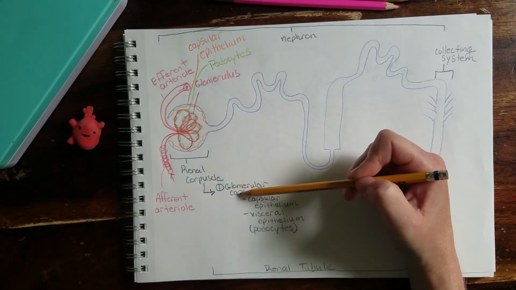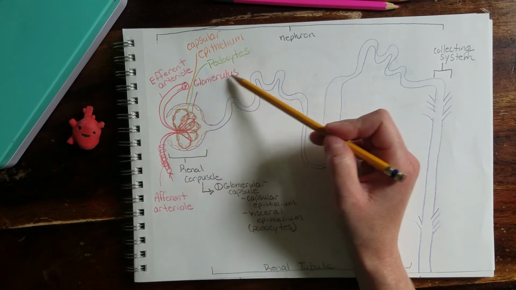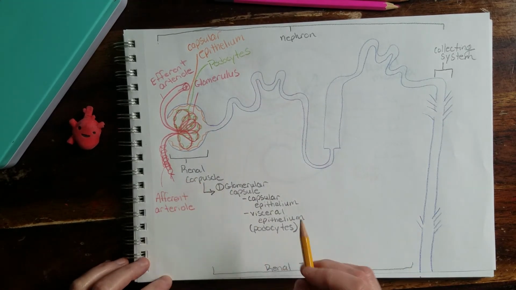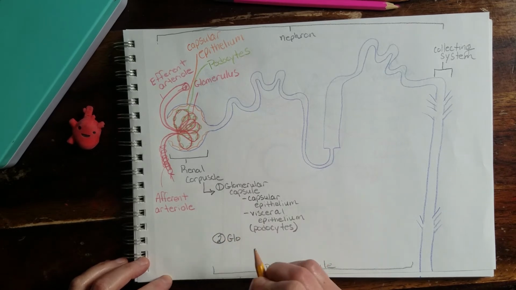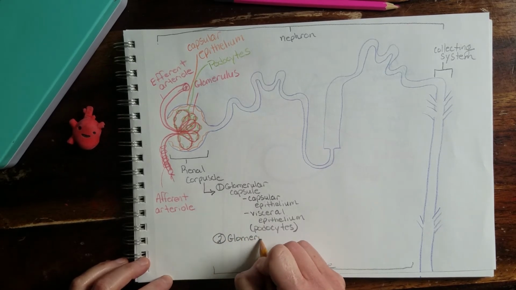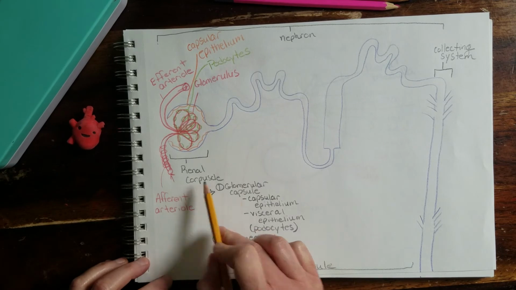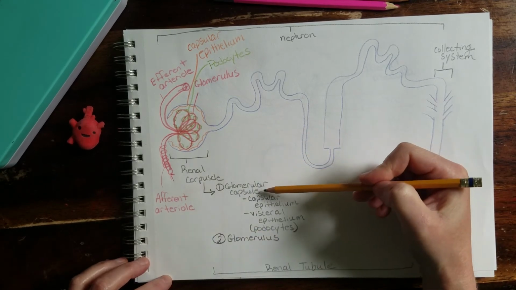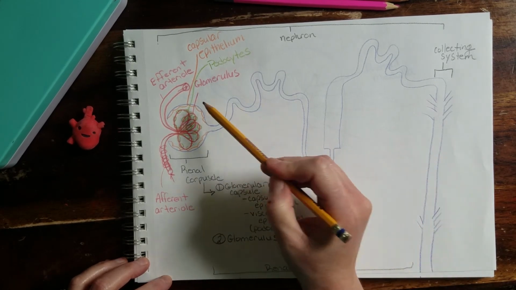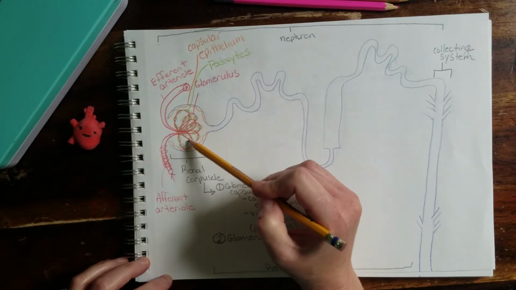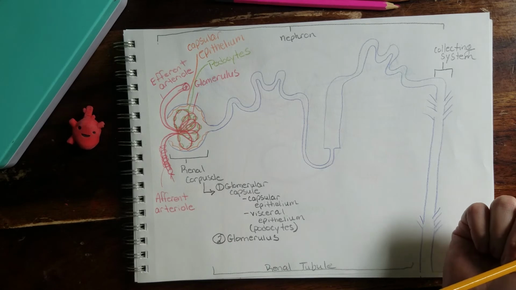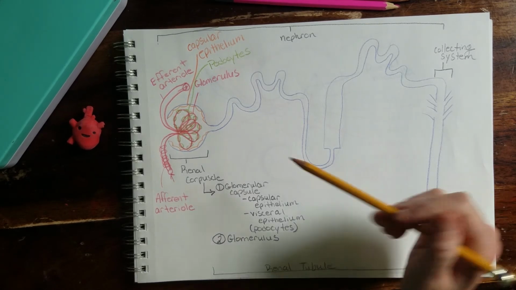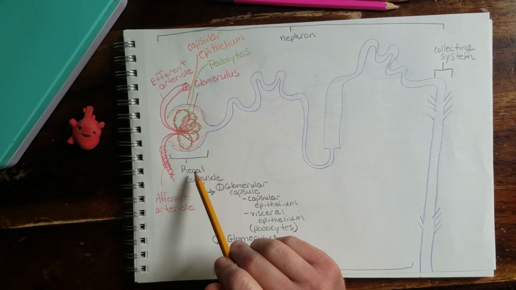Now, the glomerular capsule and the glomerulus are what make up the renal corpuscle. All right, so two components make up the renal corpuscle. So the renal corpuscle is made out of the glomerular capsule and the glomerulus. And the glomerulus is a capillary network inside of the glomerular capsule. So, main function of the renal corpuscle is going to be filtration.